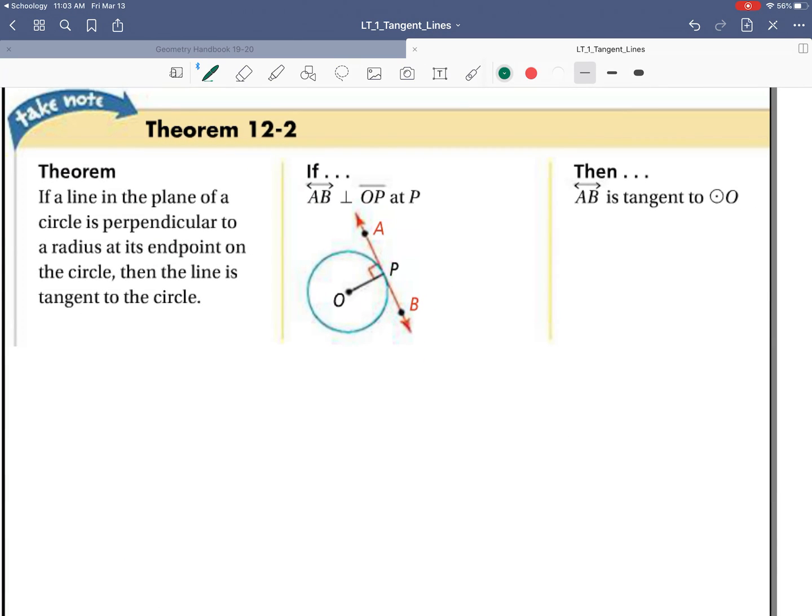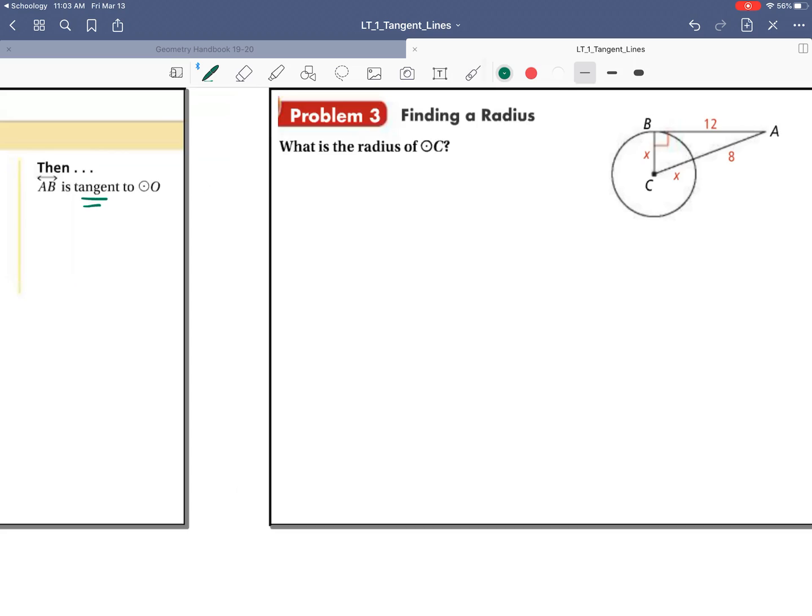If a line is in a plane of a circle, and it's perpendicular to the circle at that radius, then we know that we're going to have a line that is tangent. So if we have this line hitting the circle at point P, and it hits the radius at a 90-degree angle, that's perpendicular, then it's a tangent line. So this is the converse of what we just saw. Add this to your handbook, pause the movie, add it, and then let's work on the next one.